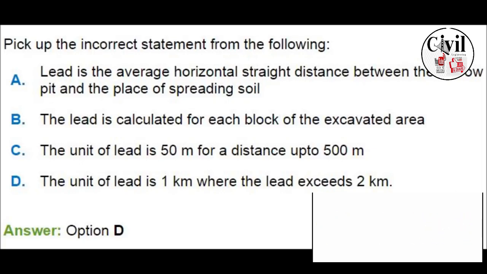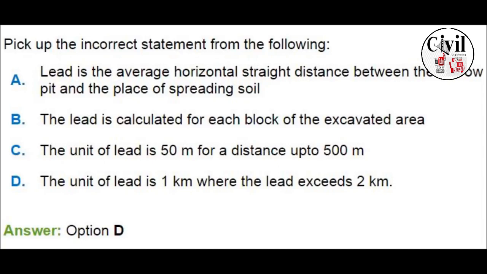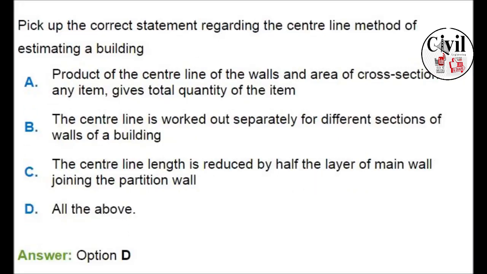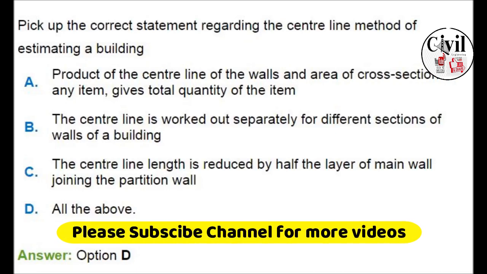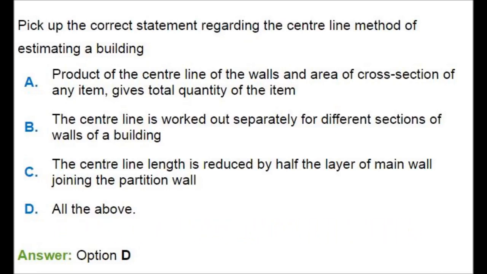Okay, so here we are having the last MCQs of our this series. Pick up the correct statement regarding to the central line method of estimating of building. So product of central line of walls and area of cross section of any item gives the total quantity of an item. The central line is worked out separately for different sections of walls of buildings. The central line length is reduced by half the layer of main wall joining the partition wall, and all of above. So all of above will be the correct answer.